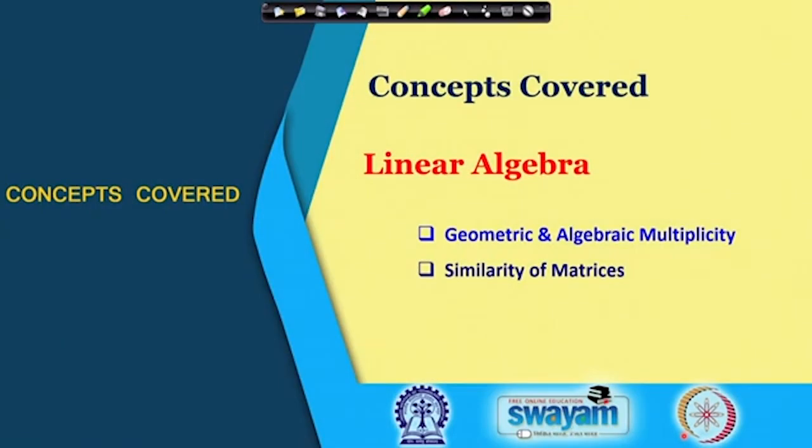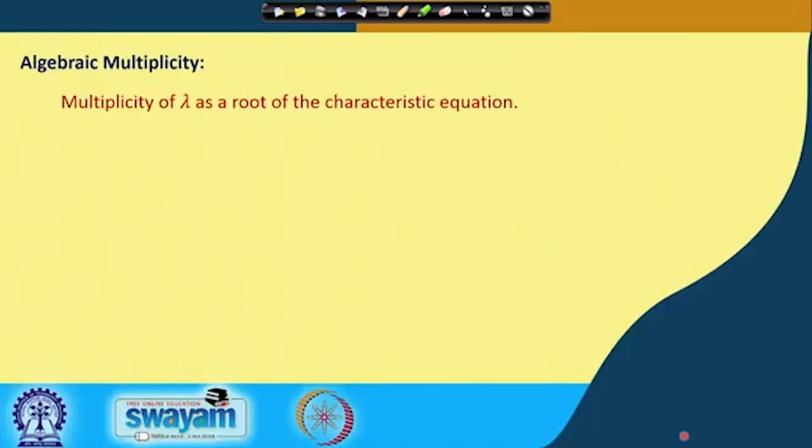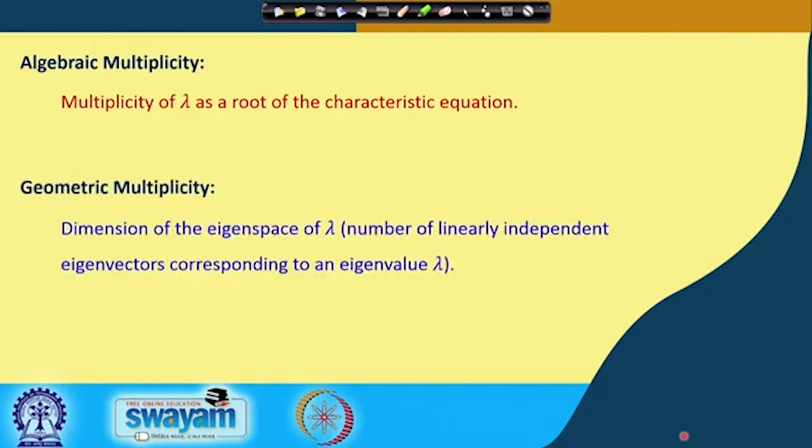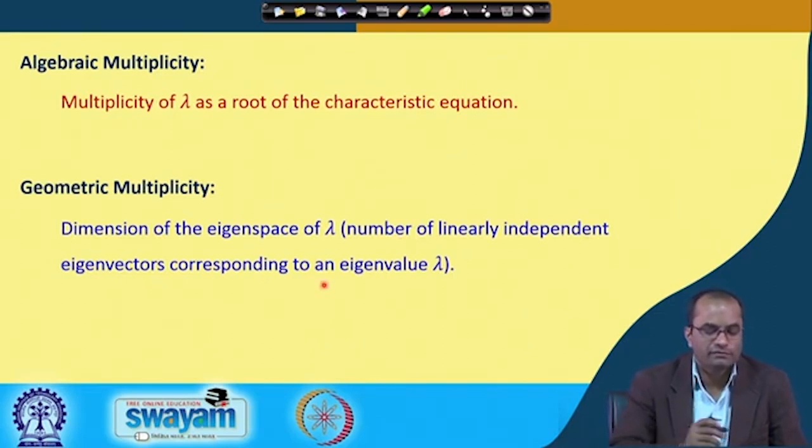Welcome back. This is lecture number 49, and today we will be talking about geometric and algebraic multiplicity and similarity of matrices. So, what is the algebraic multiplicity? It is the multiplicity of lambda as a root of the characteristic equation. And the geometric multiplicity is nothing but the dimension of the eigenspace of lambda, that means the number of linearly independent eigenvectors corresponding to an eigenvalue lambda.